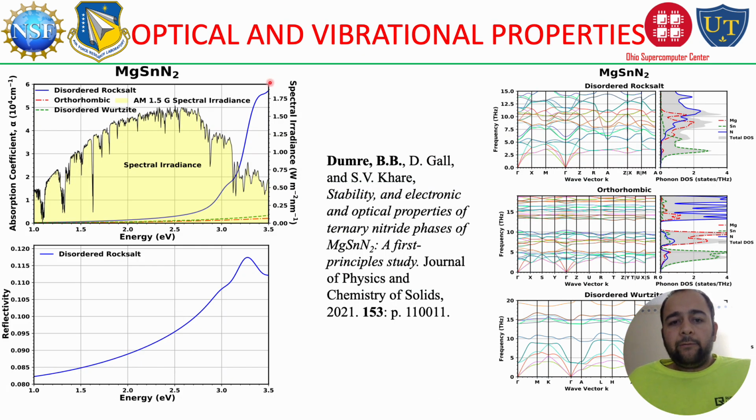We have the absorptivity curves for magnesium tin nitride as well, and the reflectivity curves. It has only one peak for the disordered rock-salt crystal structure, which corresponds to its band gap. And we also have the reflectivity curve commensurate with the absorption. The value of the absorption coefficient is 10 to the power 4. For cadmium selenium telluride, we had 10 to the power 5. So the absorption in this particular material is lower than in cadmium selenium telluride.